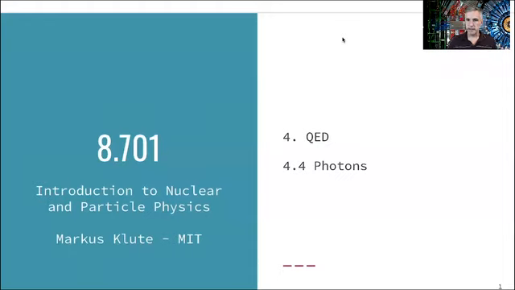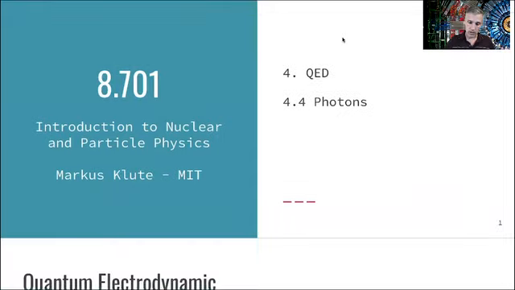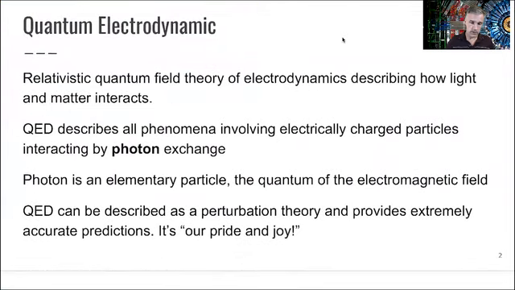Welcome back to 8701. So we continue our discussion, our development of QED, with a discussion of the photon. We have already seen how we can describe electrons and positrons, anti-electrons, and now it's time to actually look at the quantum of electromagnetism, of electromagnetic fields. A few general remarks first.